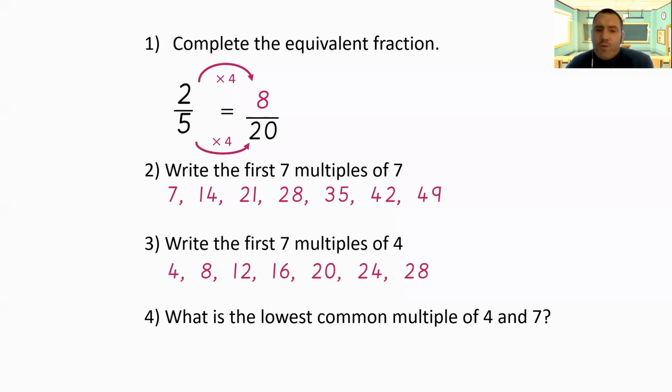With those sequences written out, we can answer question 4. What is the lowest common multiple of 4 and 7? So we'll look, we've got 28 here and 28 here. There is another way of doing this as well to give us 28. We can just multiply 4 and 7 together. It doesn't always give us the lowest common multiple of a number, but on this occasion it does work.